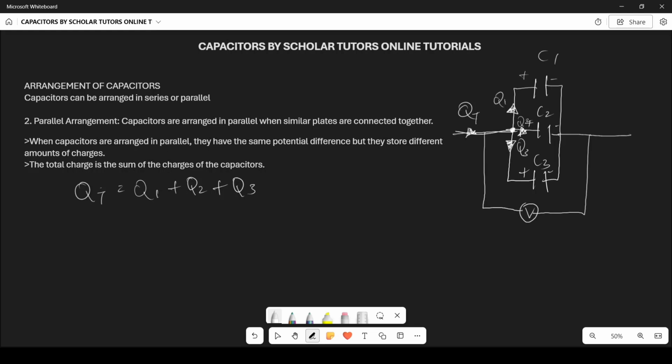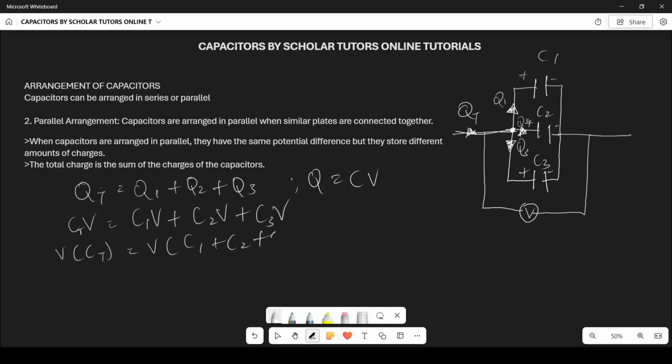But then remember, Q is equal to CV. So I can decide to represent all these as CV. So for Q total, remember, in this scenario, V remains the same. So we can say C total V is equal to C1V plus C2V plus C3V. So we can say V open bracket C total is equal to V open bracket C1 plus C2 plus C3.